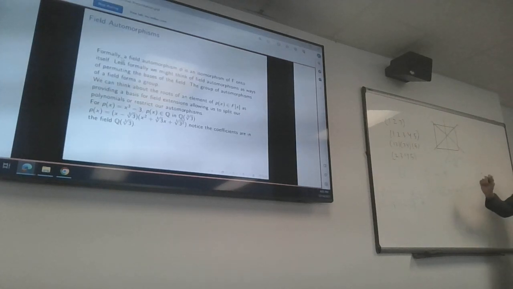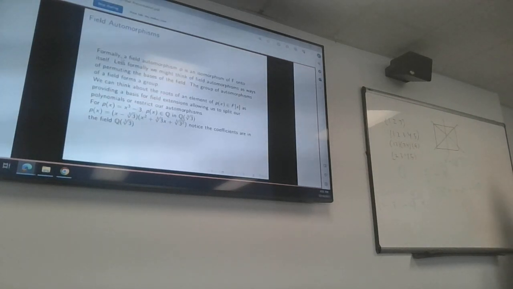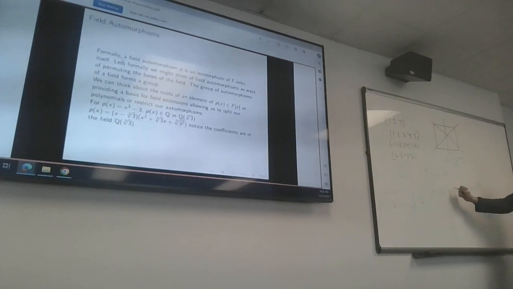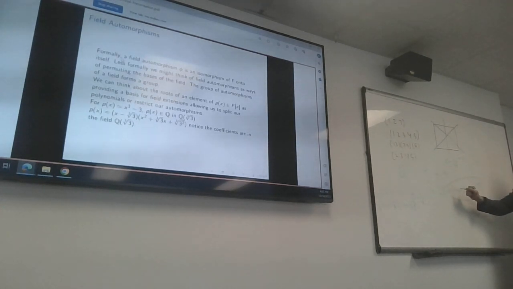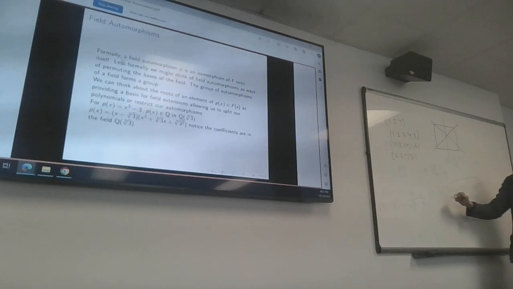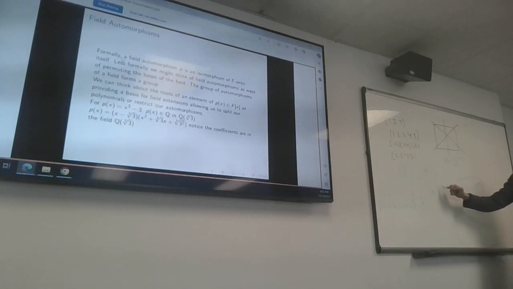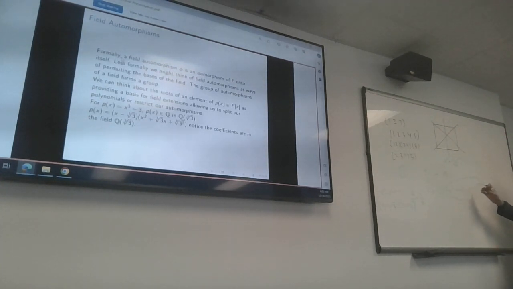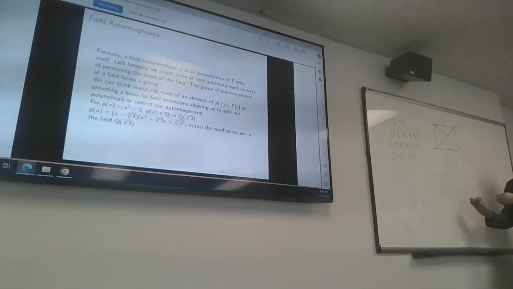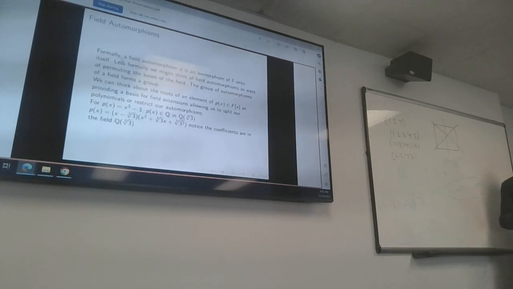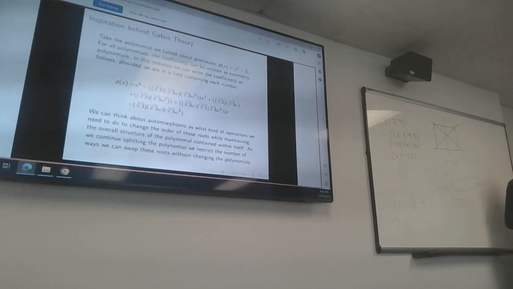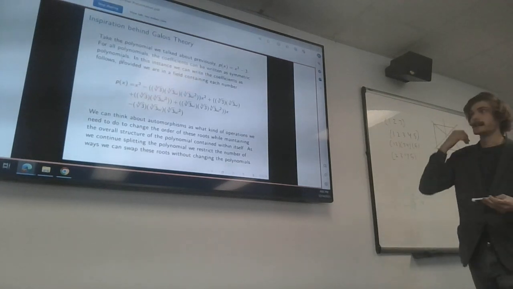There's a way to shift around the roots of this polynomial in such a way that this polynomial is going to remain the same. But if you were to shift this root over here and then swap one of the roots in this equation over here, that would no longer be an automorphism of that field, if that makes sense. And that's what I talk about on this slide here.